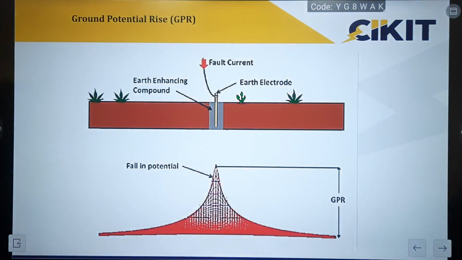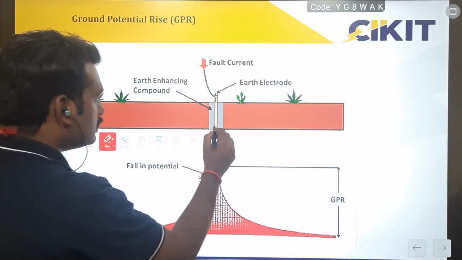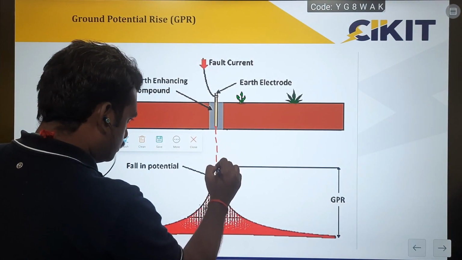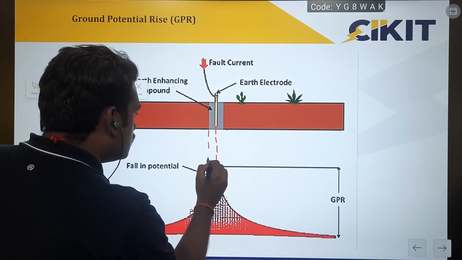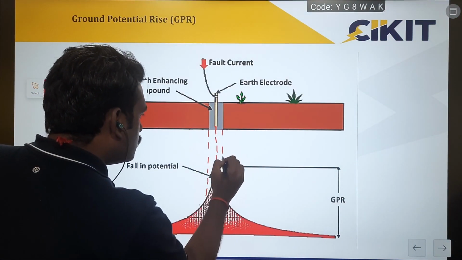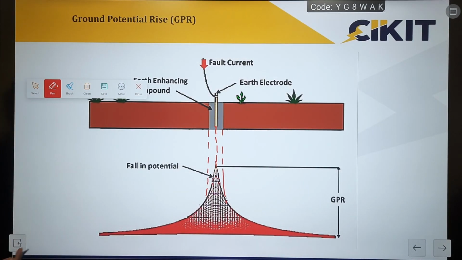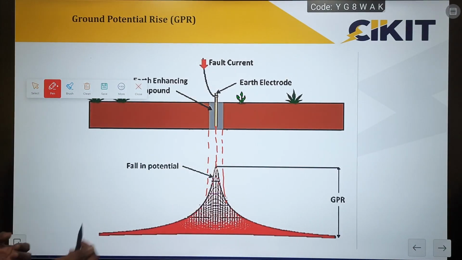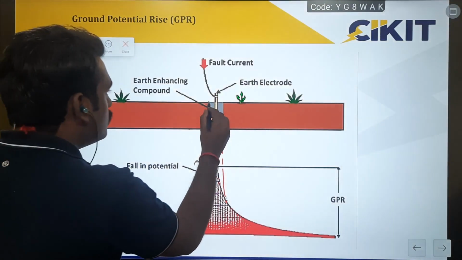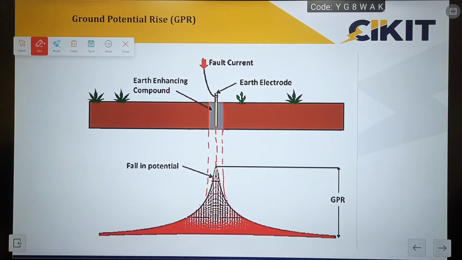So if you observe this, the potential at the points very near to the earth electrode. So if you take this as the earth electrode, the potential at the points very near to this earth electrode is very much higher, and after a small distance the potential drops very rapidly. So since the maximum potential is dropping very near to this earth electrode, we will be providing a highly conductive earth enhancer compound surrounding this earth electrode for enhancing the performance, that is, to increase the discharge much faster.